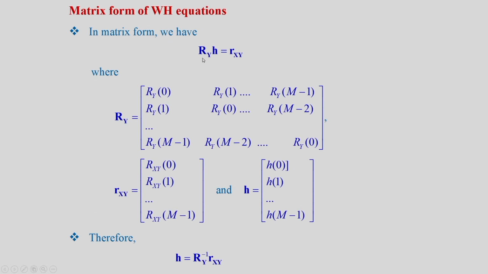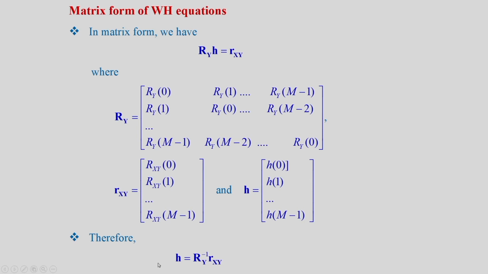In the matrix form, we have R y h is equal to small r x y. This is the autocorrelation matrix of y, this is the filter vector, and this is the cross correlation vector. Thus, R y is equal to this matrix: R y 0, R y 1 etc. up to R y m minus 1. Similarly, the second row will be R y 1, R y 0 up to R y m minus 2 and so on. Similarly, r x y is the cross correlation vector and its elements are r x y of 0, r x y of 1 and so on up to r x y of m minus 1. And h is the vector representing the filter coefficients. There are m filter coefficients. So, these m filter coefficients are represented by this vector.